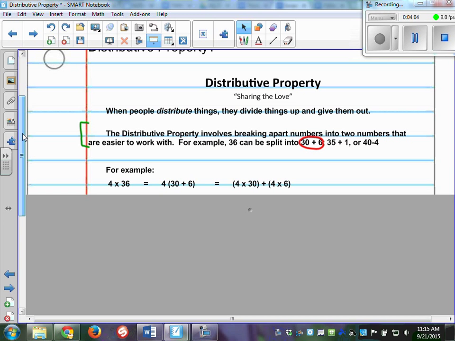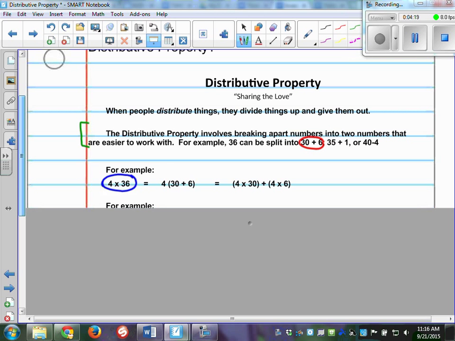So two ways that you might think about solving this. If we have the problem 4 times 36 here, we can think about it two different ways. We can think about it as 4 times, in parentheses, 30 plus 6. Or we can think about it as 4 times 30 plus 4 times 6. So look up here because I want to show you what's happening.